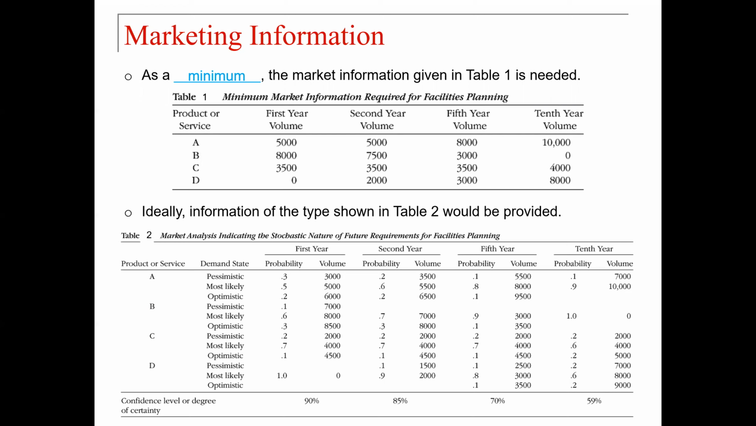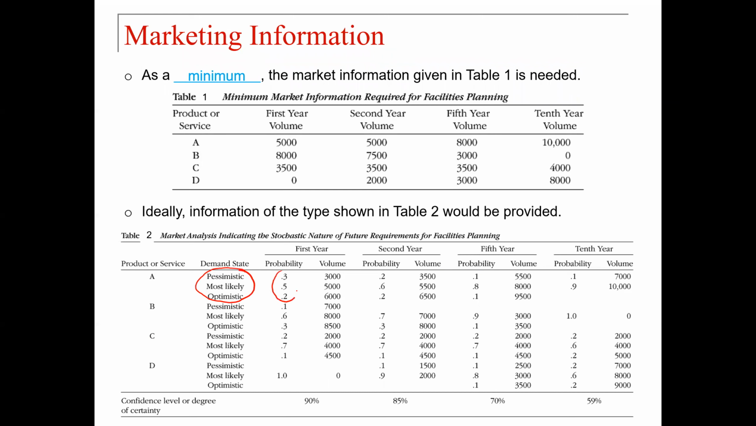Ideally, information of the type shown in Table 2 will be provided. This table 2 shows the market analysis indicating the stochastic nature of future requirements for facilities planning. So instead of showing deterministic values as in table 1, table 2 shows uncertainty in terms of the expected volume of parts. So as you can see now, we have 3 demand states for each one of the products or services. We have a pessimistic, most likely, and optimistic scenario for each one of the products.